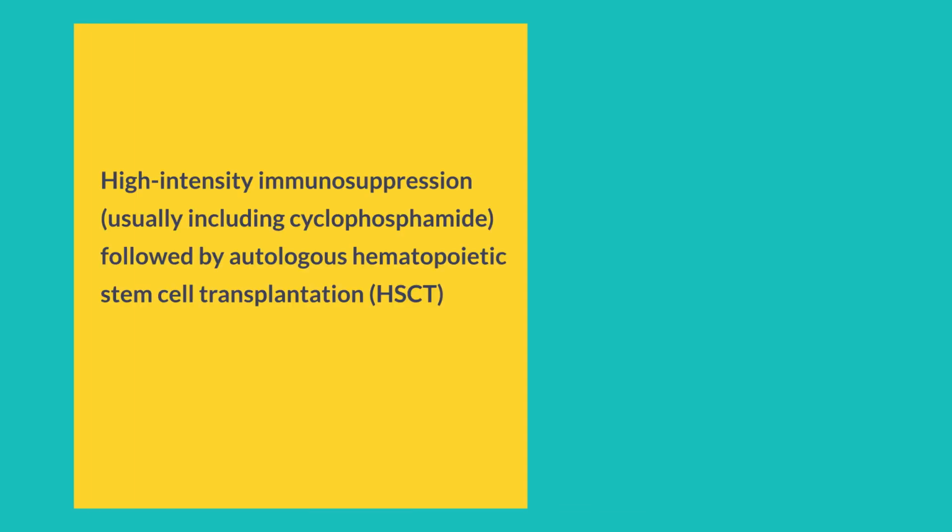High-intensity immunosuppression, usually including cyclophosphamide, followed by autologous hematopoietic stem cell transplantation may be considered for selected patients with early diffuse disease and poor prognosis, in the absence of advanced cardiorespiratory involvement.